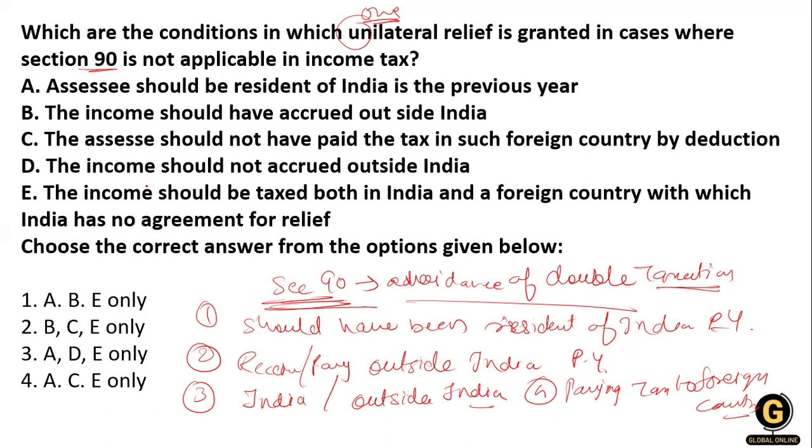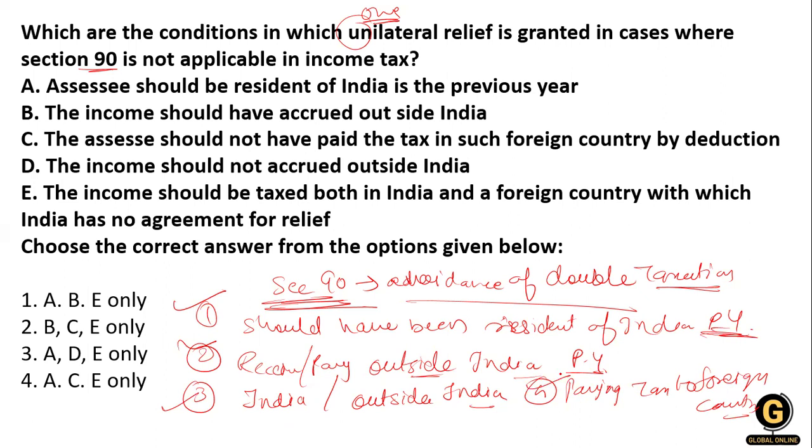So what is happening over here? You know that the condition for getting the relief is that the person should have been a resident of India in the previous year. If the person is a resident of India in the previous year, they are eligible for relief from double taxation. Either they pay or receive income outside India in the previous year, they are paying tax in India, and they are also paying tax to the foreign country.